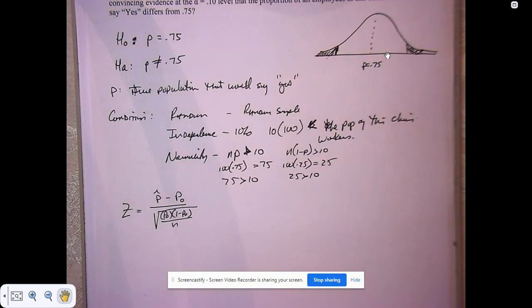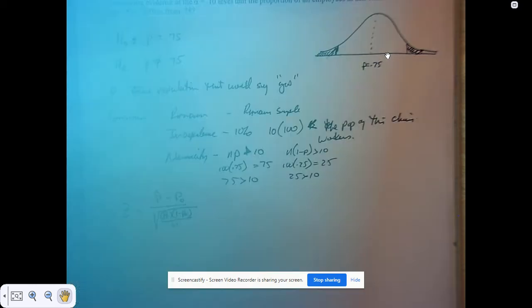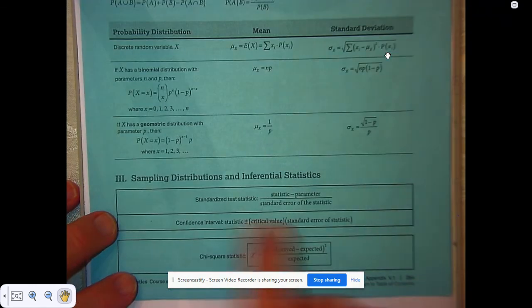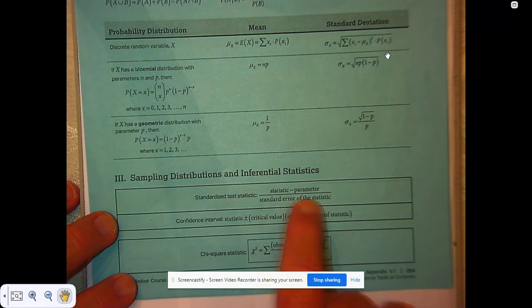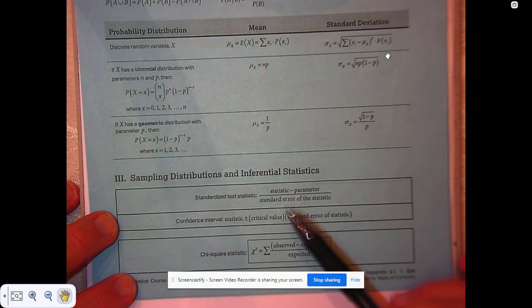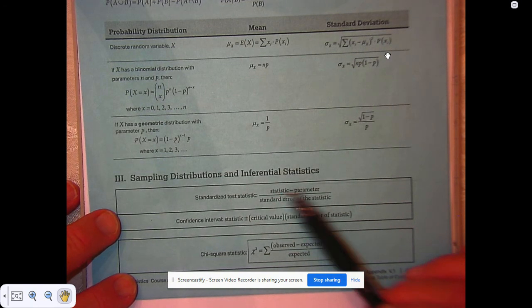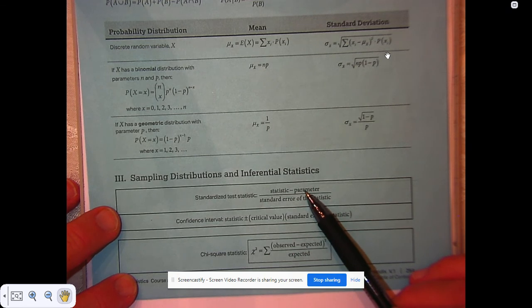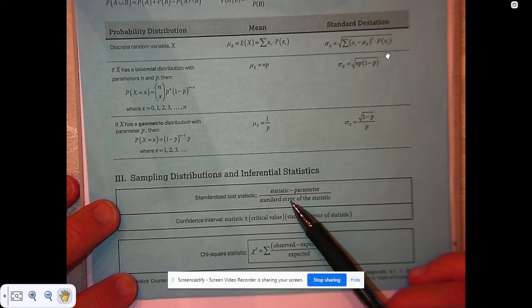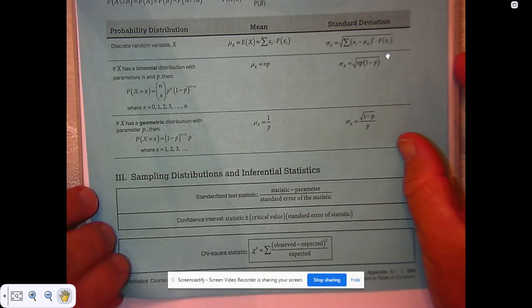And just showing how we get this. Remember, this is a z-test statistic. The standardized test statistic is your statistic minus your parameter over your standard error. The statistic was p hat, and the parameter we're hypothesizing is p sub 0. So p hat minus p sub 0.